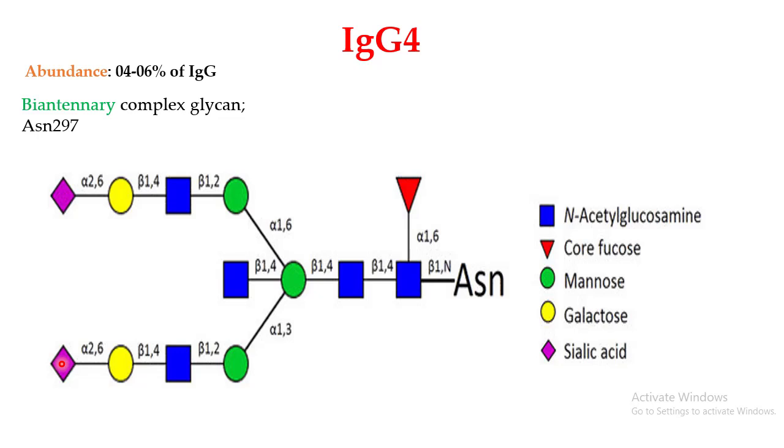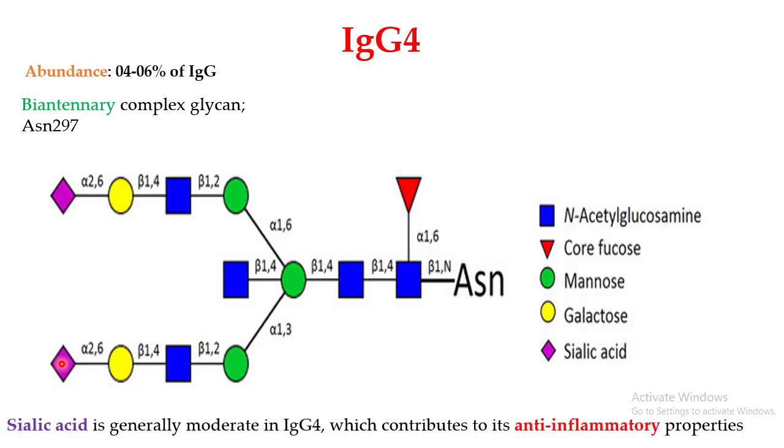Now, in this complex glycan, you are going to see different kinds of molecules. For example, you are going to see the sialic acid, and that is generally moderate in immunoglobulin G4 when you compare that with the other subtypes of the immunoglobulin G. And this is actually responsible for its anti-inflammatory properties. These are the sialic acid that you can see in the biantennary complex glycan structure of the immunoglobulin G4.